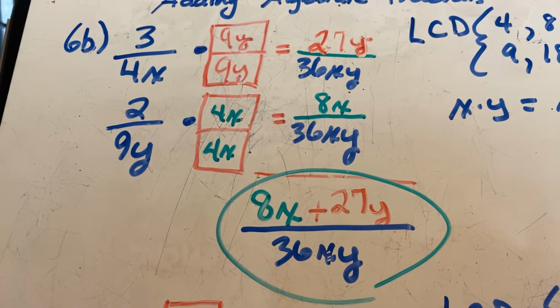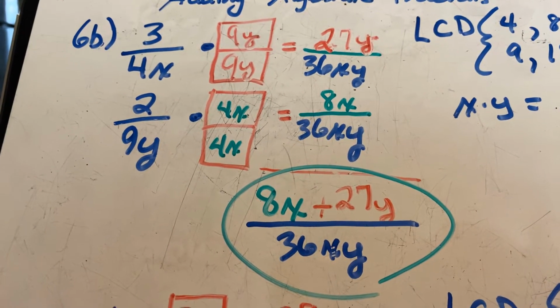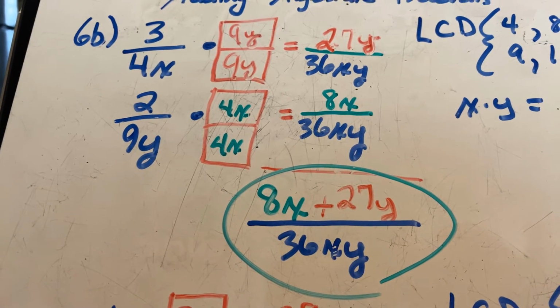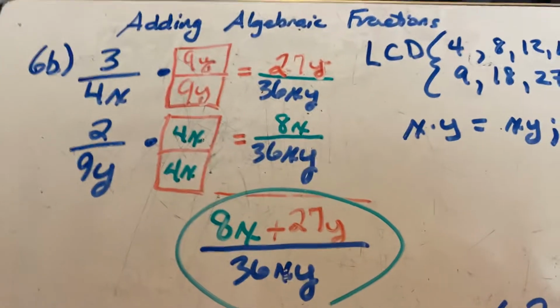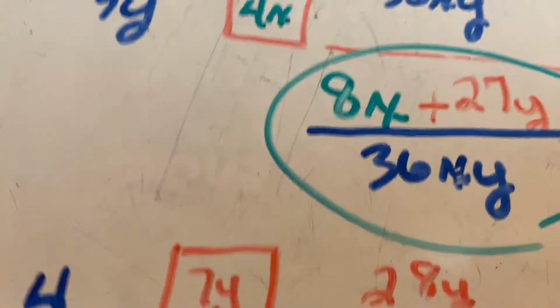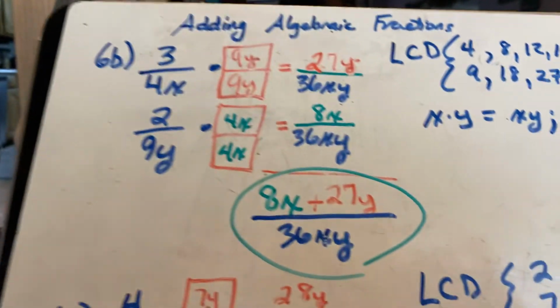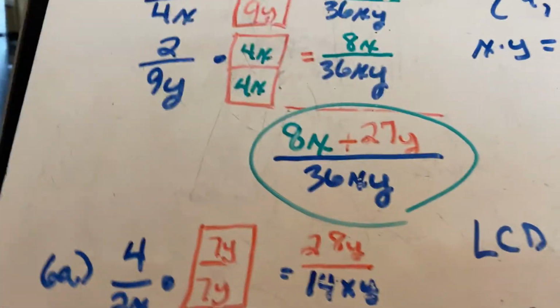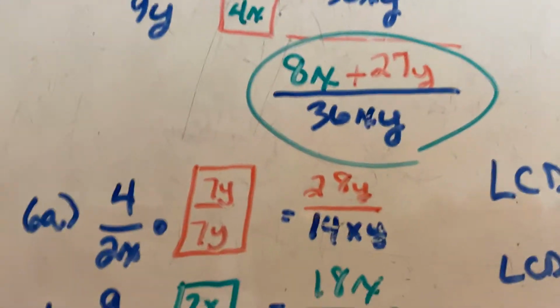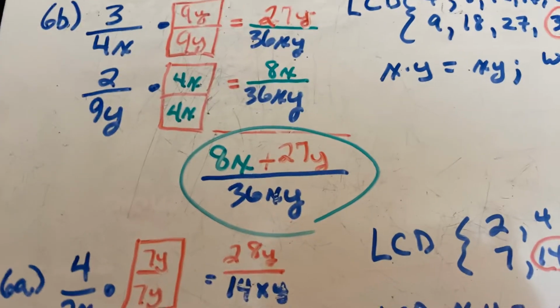For the second one down, I have a 9y, and I need 36xy, and so I realize that I need a 4x for the form of 1 that I multiply it by. This gives me 8. Sorry, guys, I'm having some technical issues here, holding and not dropping everything.